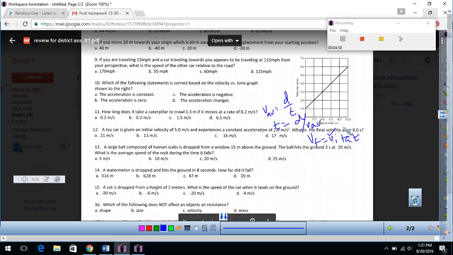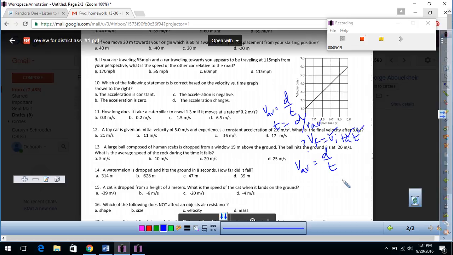You know this one, you know this one, and you know this one, you can get the final speed. Okay? A large ball composed of human scabs, oh gross, is dropped from a window 15 meters above the ground, hits it 3 seconds later with a speed of 20 meters per second. What is the average speed of the human scabs during the time it falls? Average speed is distance over time. So if you know your distance and your time, you should be able to get your average speed.